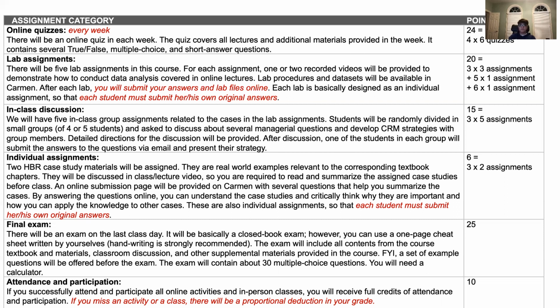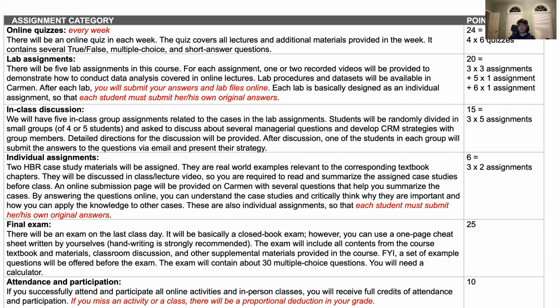Fifth, final exam. It will be basically a closed book exam with about 30 multiple choice questions. But you can use a one-page cheat sheet written by yourselves. I strongly recommend you to use handwriting because it will help you understand better. And the exam covers all contents from the course, including textbook, lecture notes, discussions, and other supplemental materials provided in the course. For your preparation, a set of example questions with correct answers will be offered before the exam.